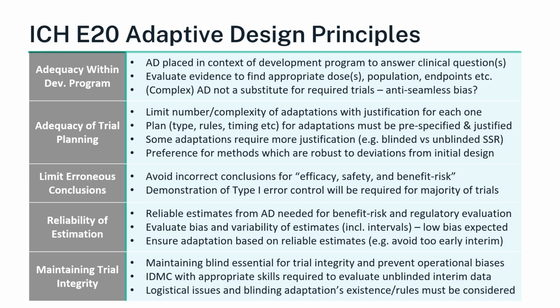So we have the adequacy of trial planning. So I think, if you're talking about adaptations, you need to justify them. And I think there is a general bias that you should limit the number and complexity of adaptations in a confirmatory trial, because things like erroneous conclusions, reliability, and trial integrity are going to become more difficult the more of these things you throw into the mix. And so there is a general bias here against going too complex.